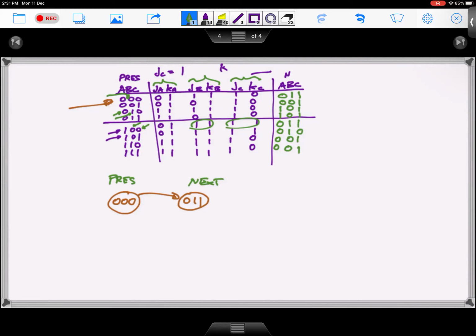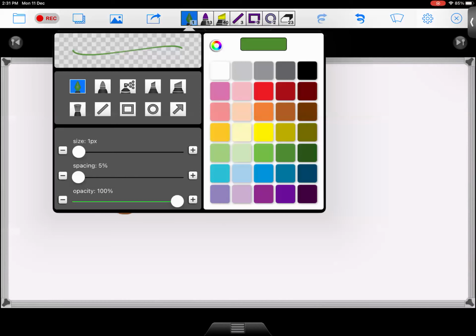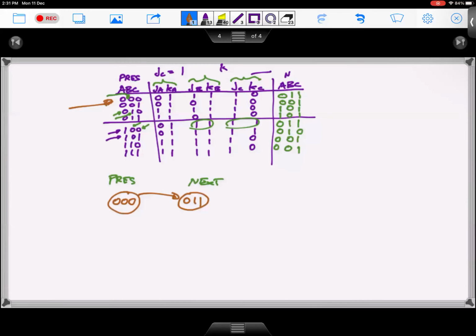But now, guys, what was the next is currently the present. So let's go down here now at 3. And where does it go? It goes to 5. And let's come down here at 5. And where does 5 go? It goes to 2.